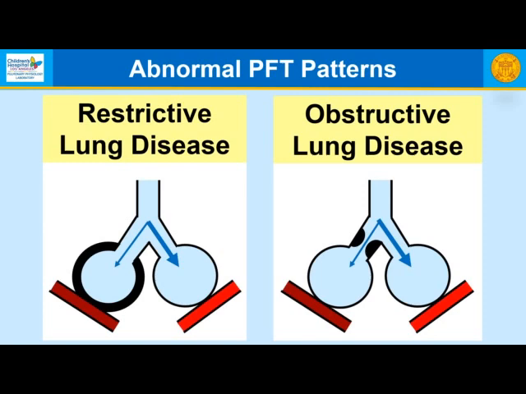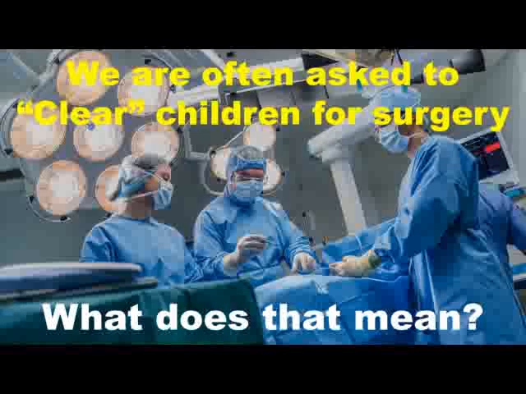And just to recap the last several presentations, there are basically two abnormal pulmonary function testing patterns: restrictive lung disease, which is decreased lung volume, stiff lungs, and obstructive lung disease, which is increased airway resistance and decreased maximal expiratory flow rates. Now we're going to digress a bit from pure physiology and go a little bit clinical.